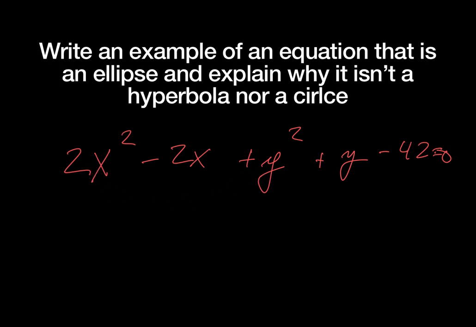Same signs, circle or ellipse. Different numbers, ellipse. Same numbers, circle. If one of them is positive and the other one's negative, if this was actually negative here, that would then make it a hyperbola.